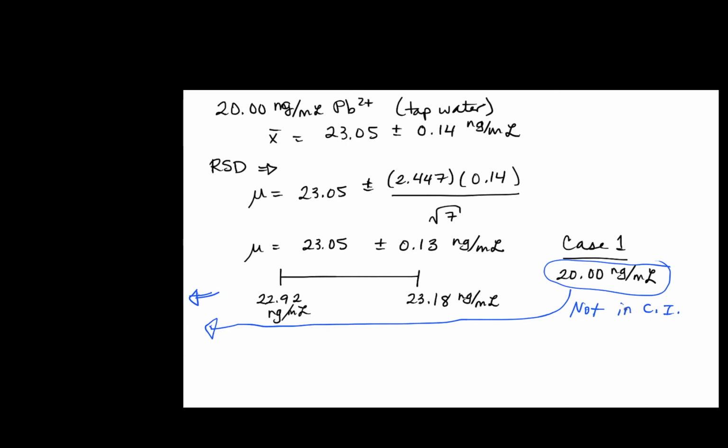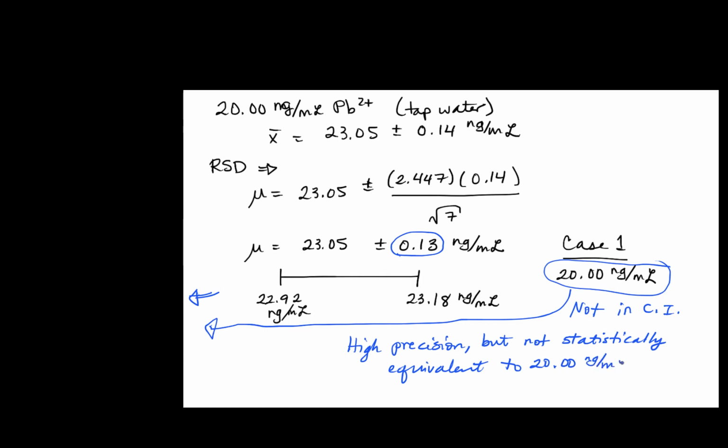So if we were going to write a conclusion about the statistical analysis here, we would be forced to say, well, even though we have some pretty high precision, right? Our standard deviation is relatively low. We have high precision, but this is not statistically equivalent to our spiked sample, 20 nanograms per milliliter. And we might even go so far as to conclude that it may contain some systematic error.